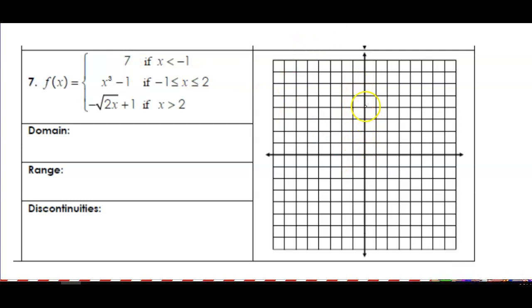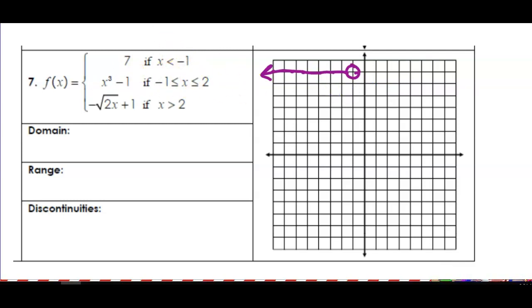1, 2, 3, 4, 5, 6, 7. It's a line up here. Okay, but I only want the pieces from -1 and left because it says less than -1, and it had less than only, so I want an open circle, which I drew very big.